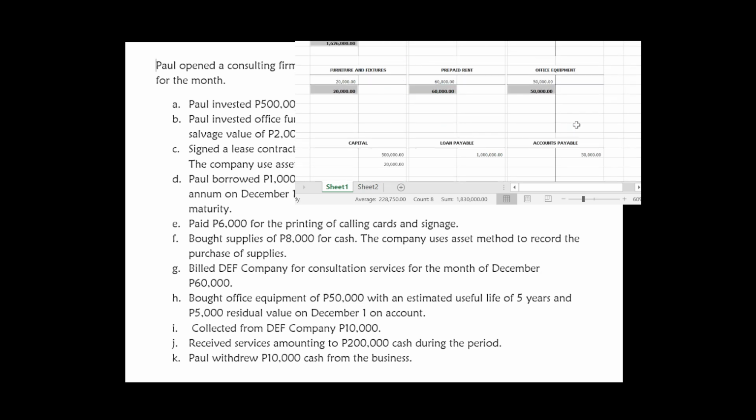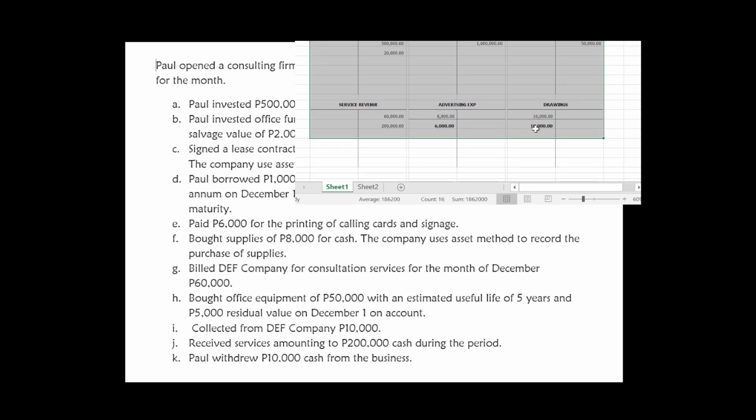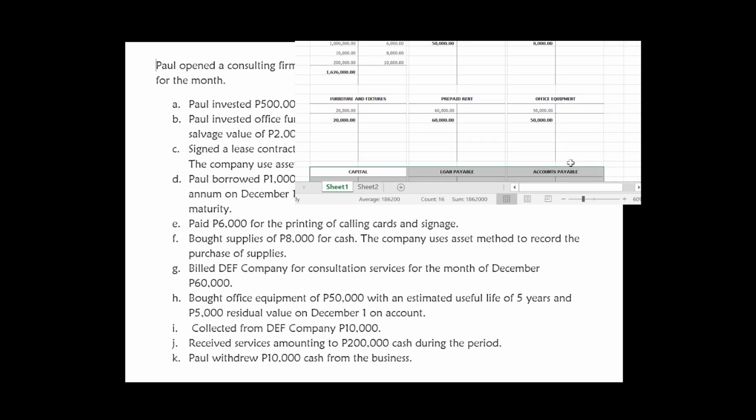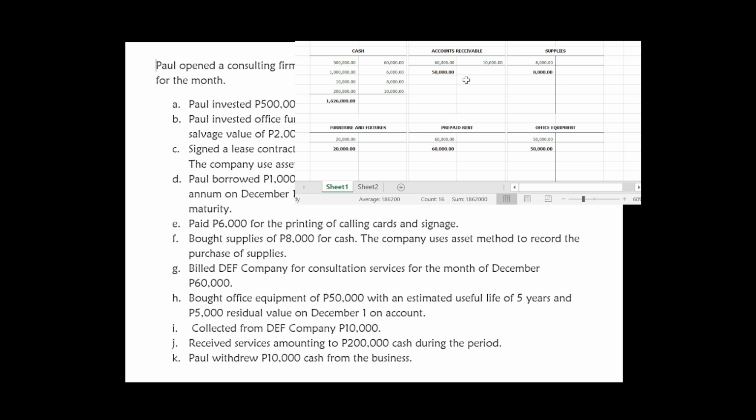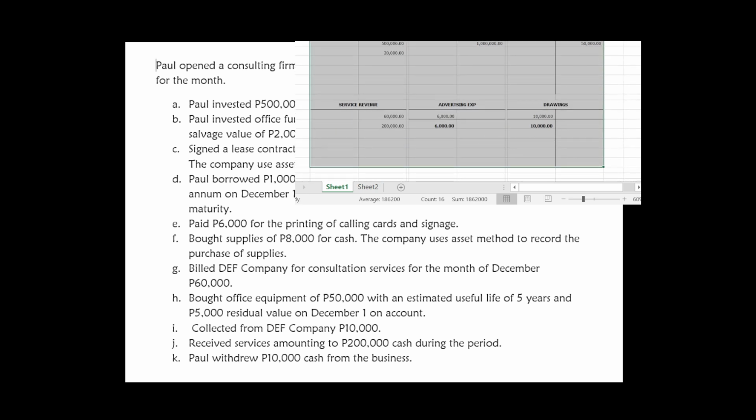Okay? So, ito yung liability natin tsaka equity. Ito yung composition, kasi itong sa taas, puro to mga assets. Okay?